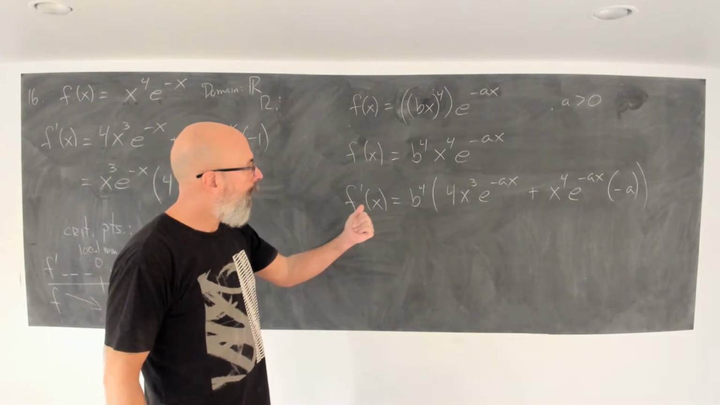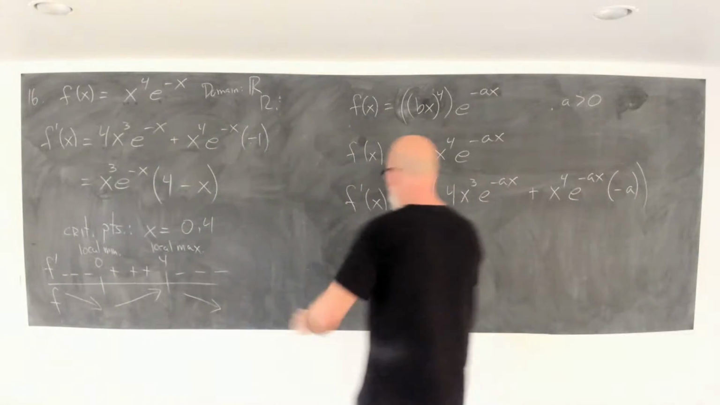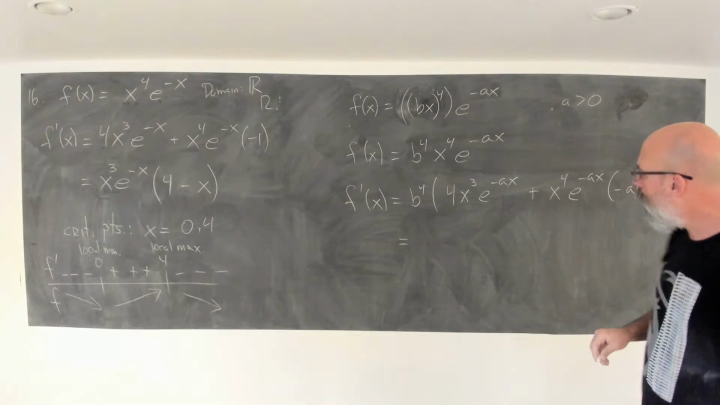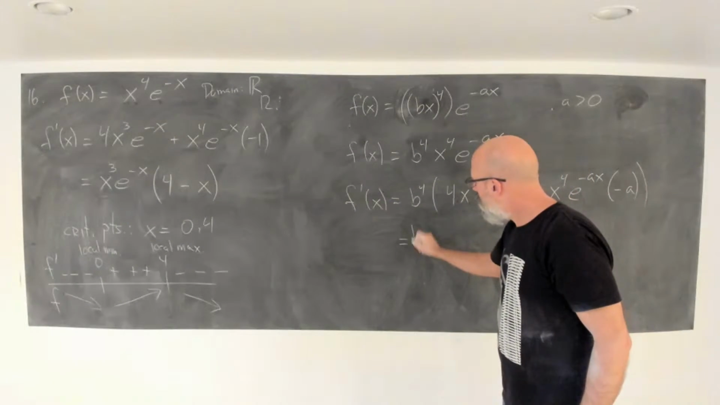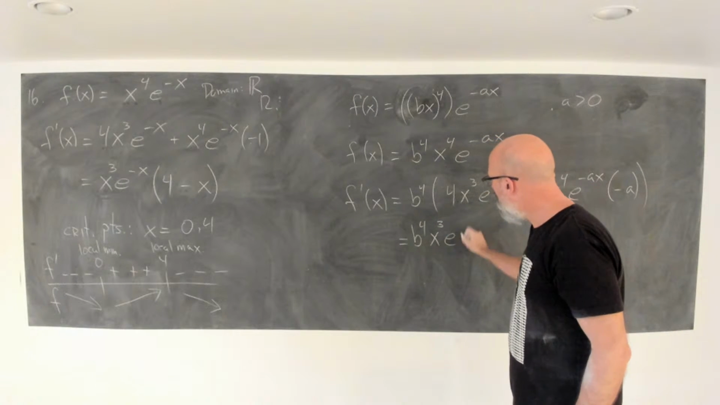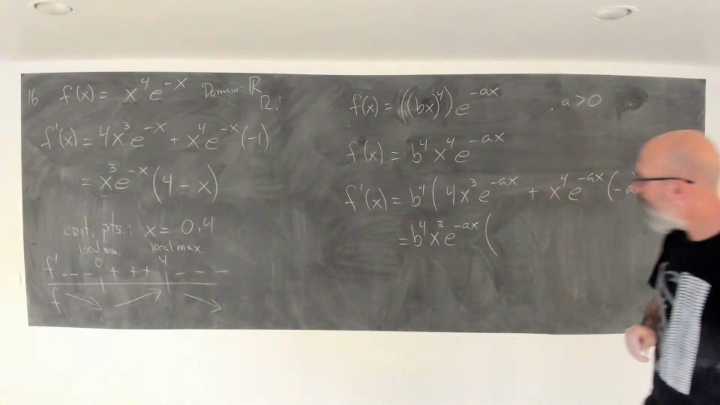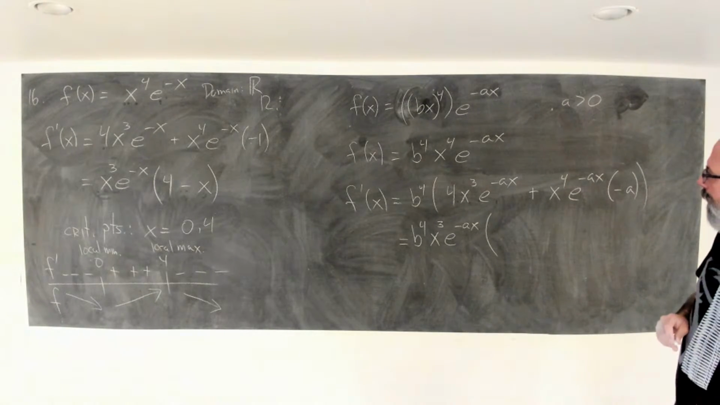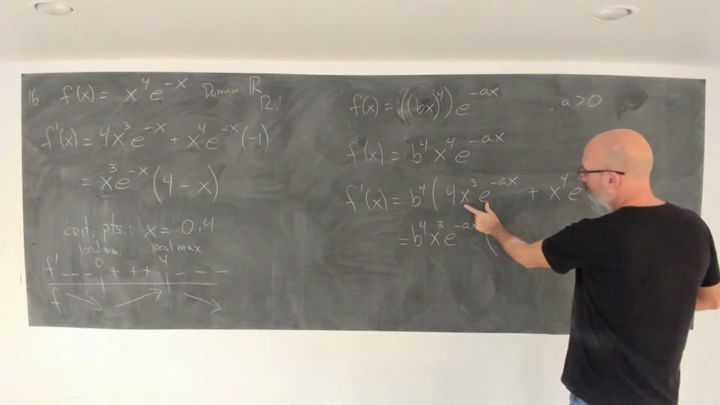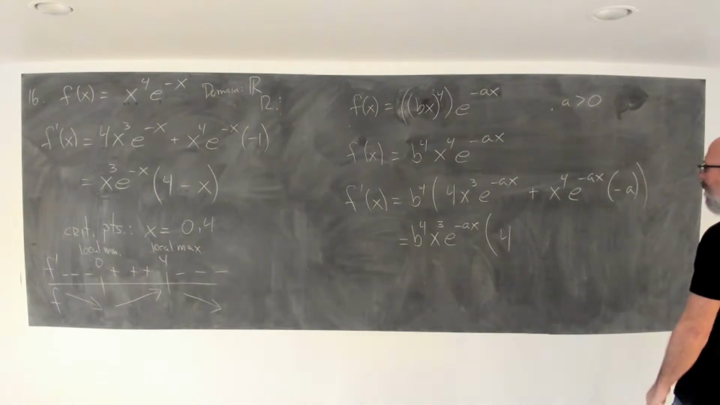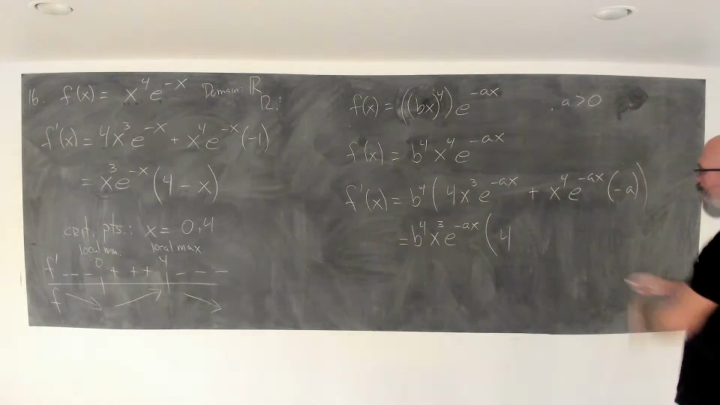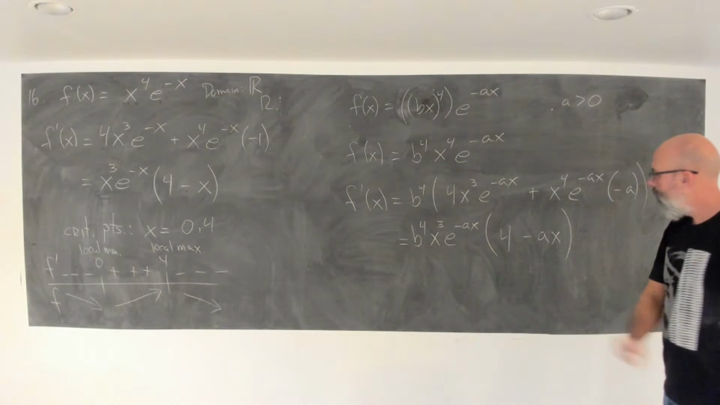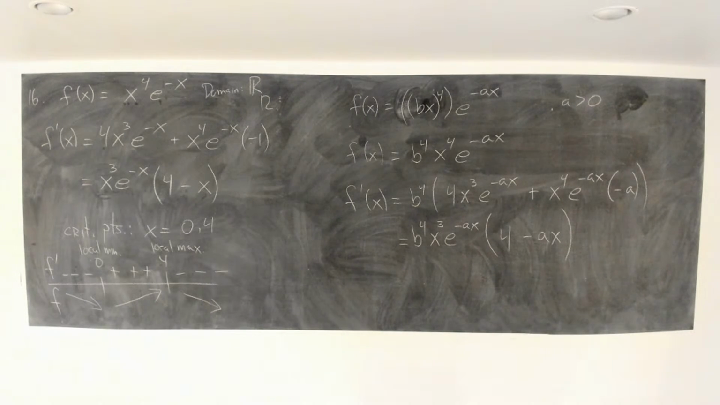And now let's factor out, in exactly the same way we did here, an x cubed e to the minus ax. So b to the 4 x cubed e to the minus ax. What are we left with? This has been factored out. We have a 4. That's gone. X cubed is gone, so we have an x and a minus a. There it is.